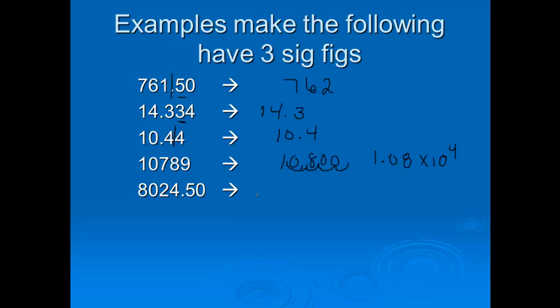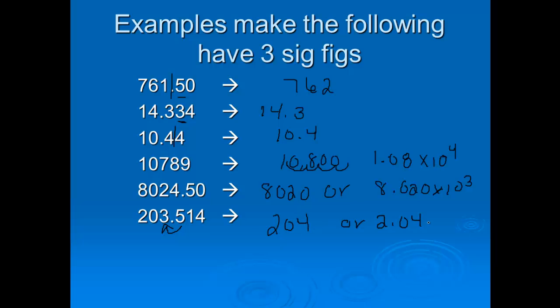Okay, same thing here. We have 8,020. And we can write it just like this because without a decimal place it only has 3 sig figs, or 8.020 times 10 to the 3rd. And again, this will take practice, but at least you're hearing it for the first time. Alright, this 5 is going to round that up, so 204 would be my right answer. I actually could also do 2.04 times 10 to the 2nd.